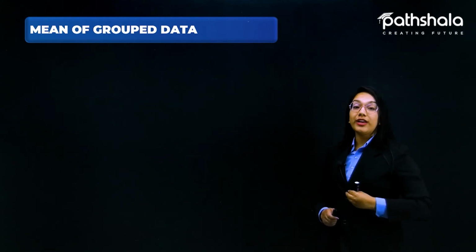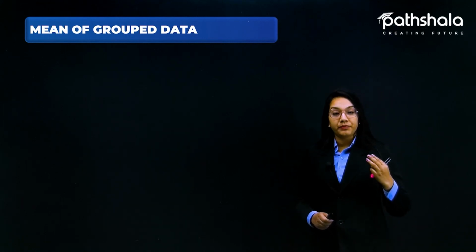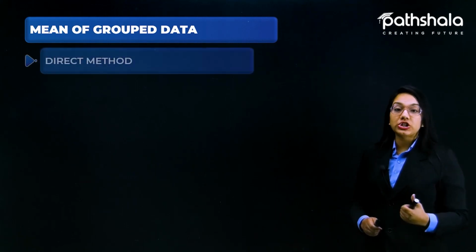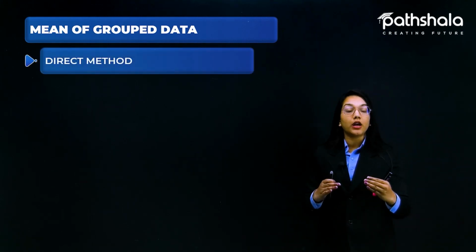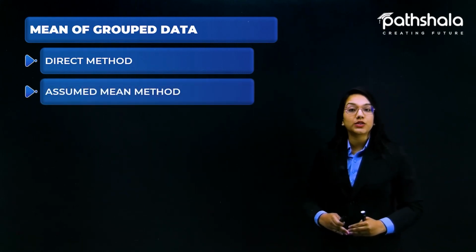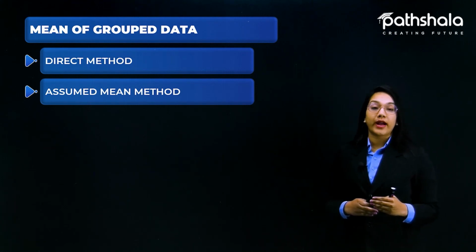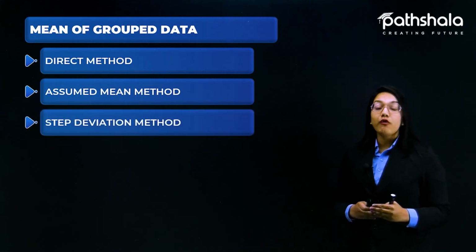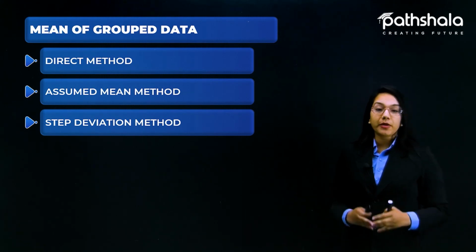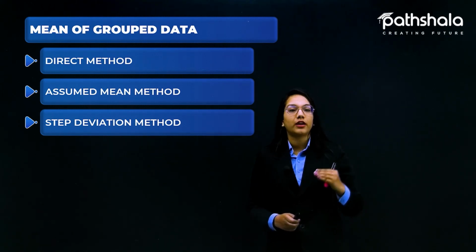Now let's talk about some methods through which we can find the mean. To find the mean of grouped data, we use three methods. The very first is called the direct method. The second is called the assumed mean method. The third is called the step deviation method. In this chapter we will discuss all three methods to find the mean of grouped data.